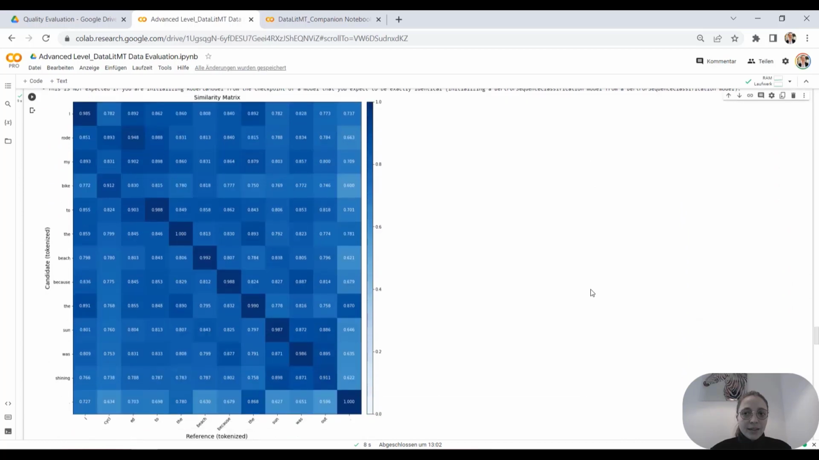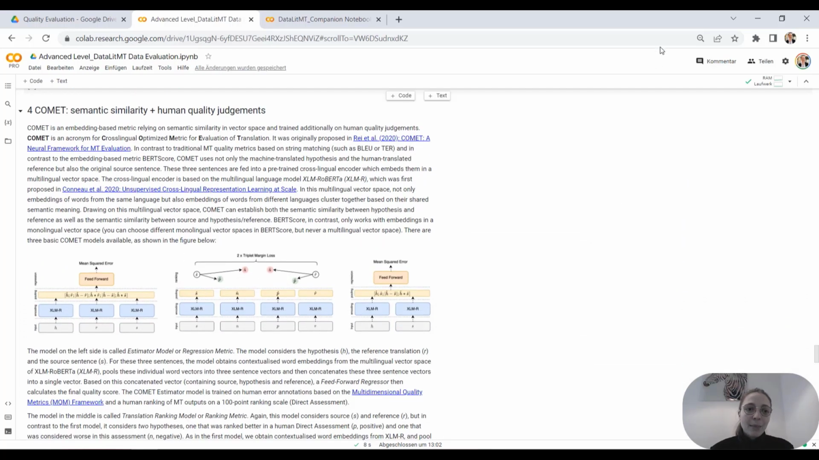All right. The next embedding-based metric that we will look at, and also the last one in this notebook, is COMET. So COMET, just as BERTScore, is also a semantic similarity, but it additionally is trained on human quality judgments. And COMET was proposed only a few years ago, in 2020, by Rei et al. And once again, it is also an embedding-based metric, so it also looks at the embedding-based similarity of the reference and the hypothesis sentences.